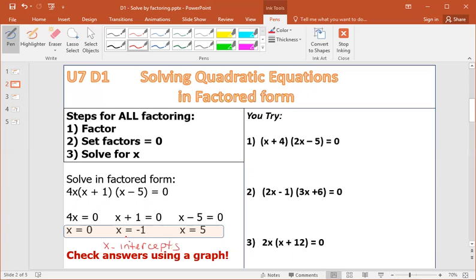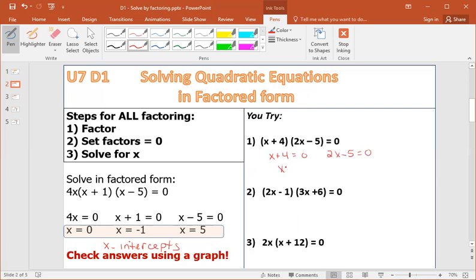X-intercepts. Okay, that's what these zeros are. Zeros, roots, solutions, x-intercepts, all the same thing. Okay, so over here, I would have x plus 4 is equal to 0, 2x minus 5 is equal to 0.